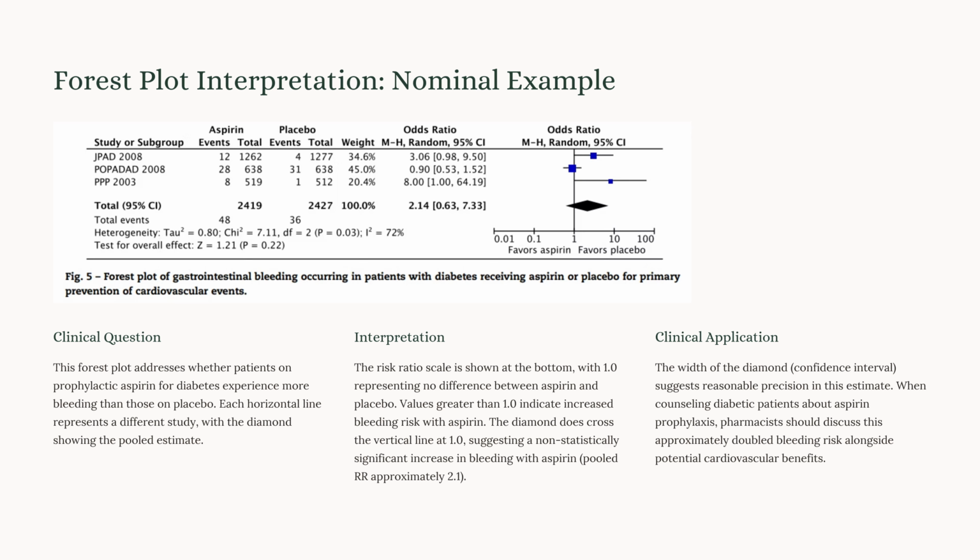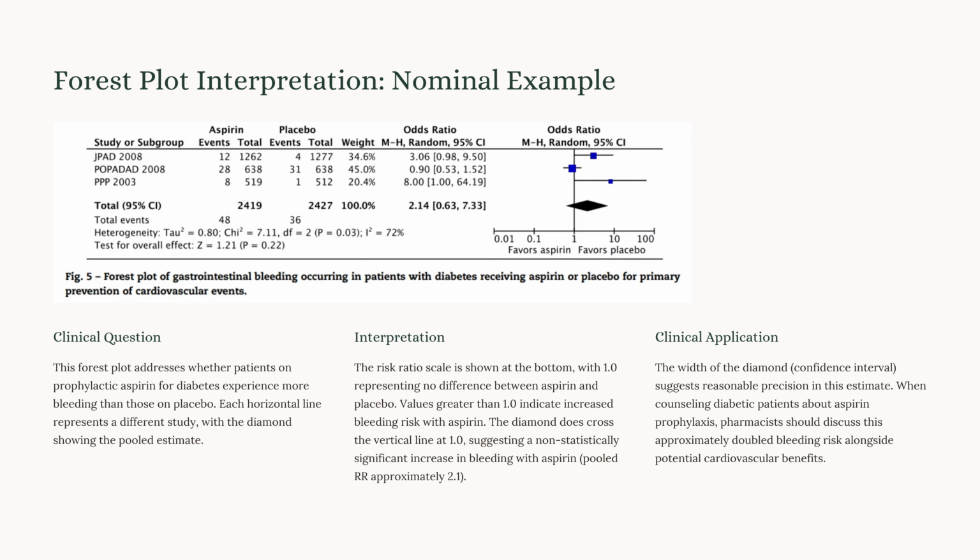And then finally, the third study is a really small square, which suggests that it's not very precise. You can see that from the statistics right to the left of that for the PPP study, where it says 8 is its estimate, favoring placebo. However, the 95% confidence interval touches 1 and goes from 1 all the way to 64. So it's huge, and that doesn't really tell us much.